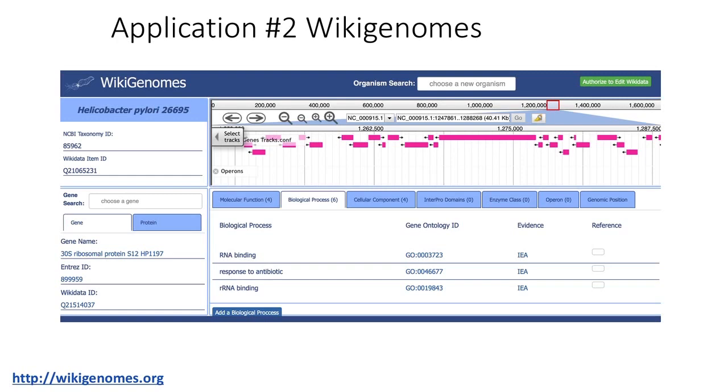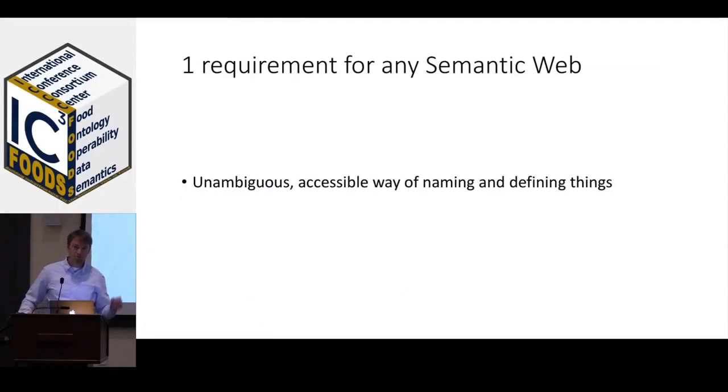So coming to trying to connect this a little bit more directly with food, I had this as a requirement for the semantic web of food, but truthfully, this is a requirement for a semantic web of anything. And this is probably the most fundamental thing to get straight right off the bat: an unambiguous, successful way of naming and defining things. This is really what we've been talking about for the most part for the past few days. We don't even need to talk about the edges. Let's just talk about the things for the moment.